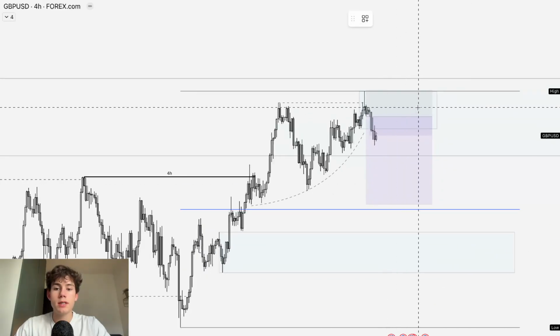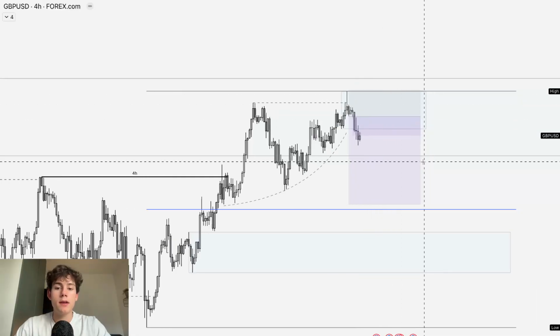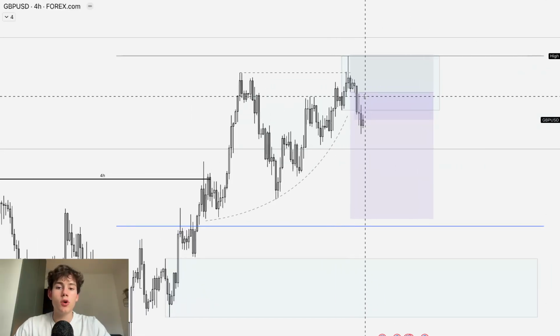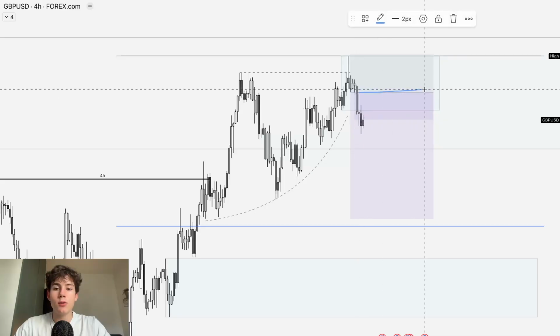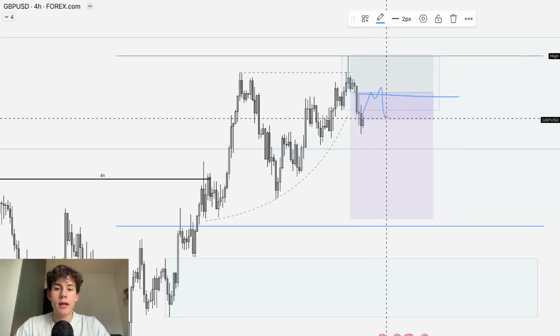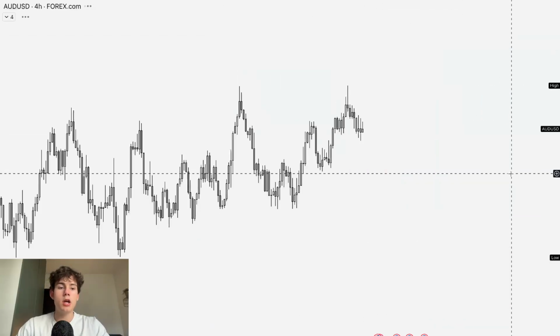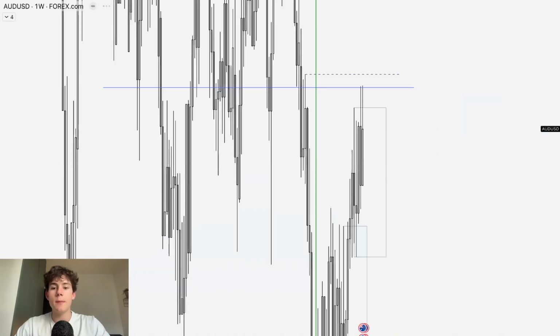What you can do is either already place your limits if you think that this is a strong high. If you want to be more conservative, you could go over to the 1 hour, wait for this liquidity high to get swiped, and then get your 1 hour fractal break in order to take your short setup down lower in towards this liquidity. Going over to AUD/USD.